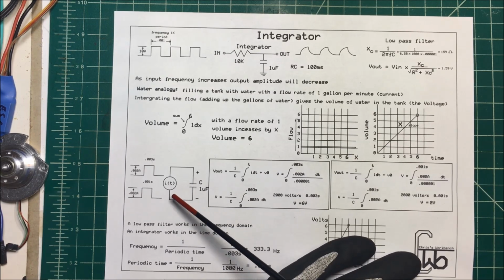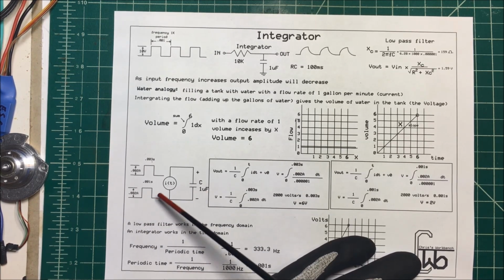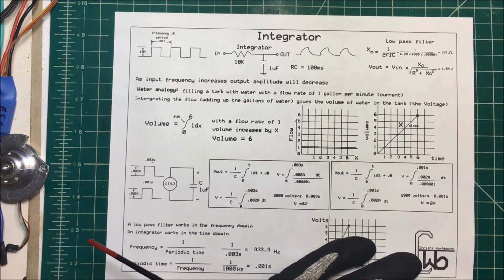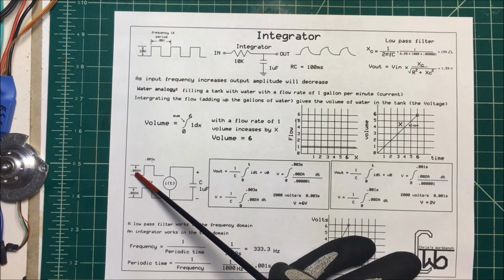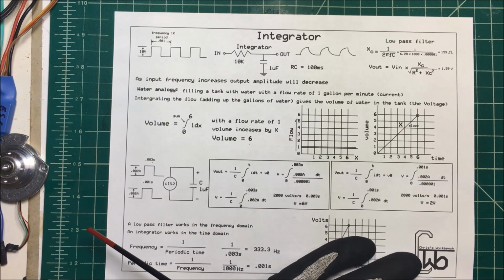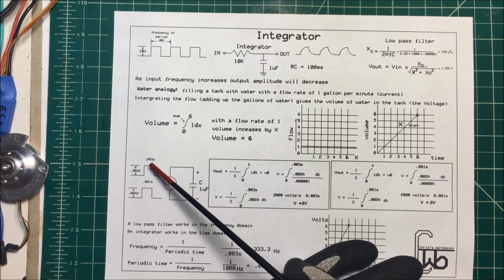So capacitors integrate current. Okay, so I'm not going to use a resistor on there or anything. I'm just going to make it easy with just one capacitor. And say if we put in 2 milliamps into it, and we do that over just a pulse here at 0.003 seconds or 3 milliseconds. Okay, that's about 333 hertz.